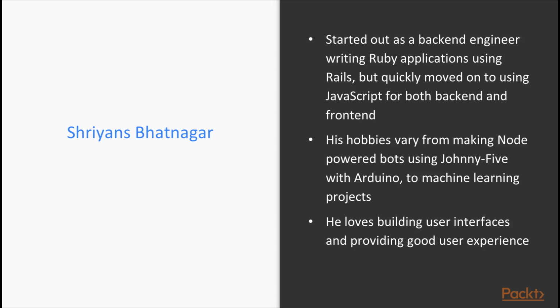He started out as a back-end engineer writing Ruby applications using Rails, but quickly moved on to using JavaScript for both back-end and front-end. His hobbies vary from making Node-powered bots using Johnny 5 with Arduino to machine learning projects using Python libraries like scikit and TensorFlow. He loves building user interfaces and providing good user experience.